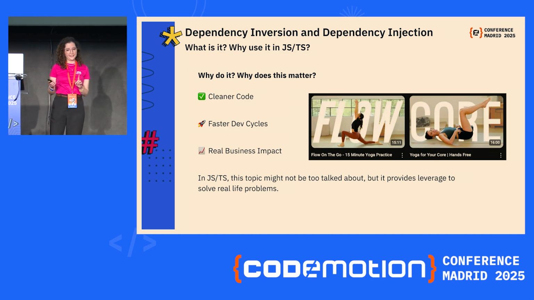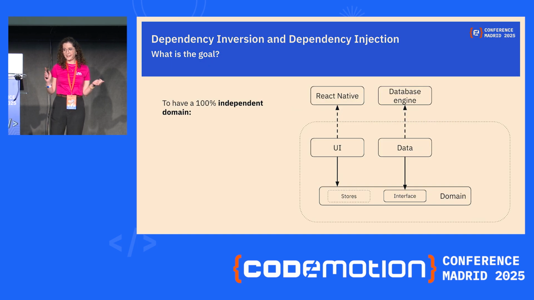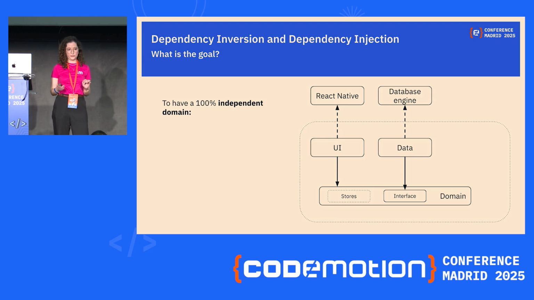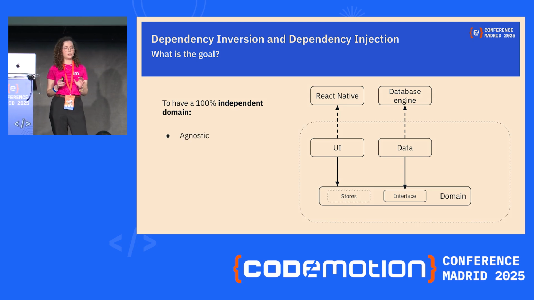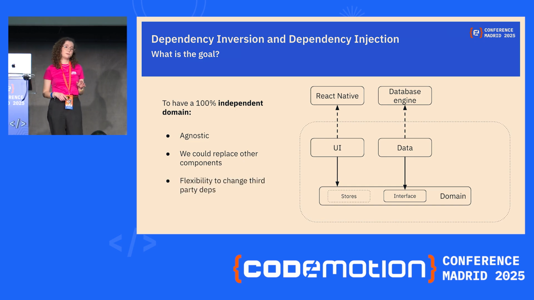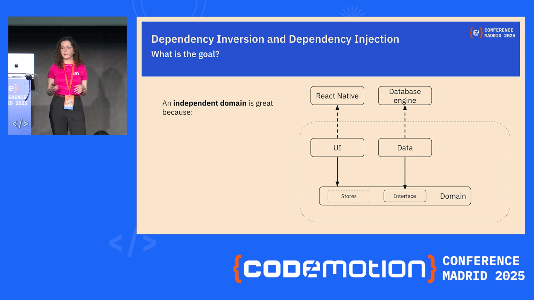So the keyword here is flexibility. Because what is our goal in the end? Our goal is to achieve a domain that's as agnostic as possible, as close to 100% as we can get. If you do that, you can replace other components easily, and it gives you flexibility to change third-party dependencies whenever you need. And that is great.